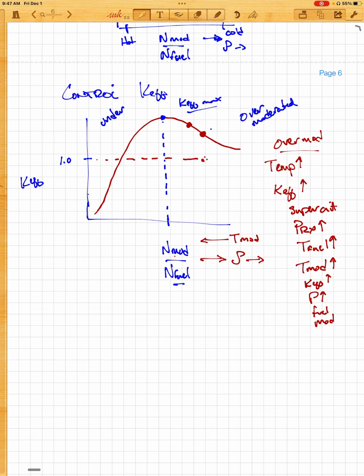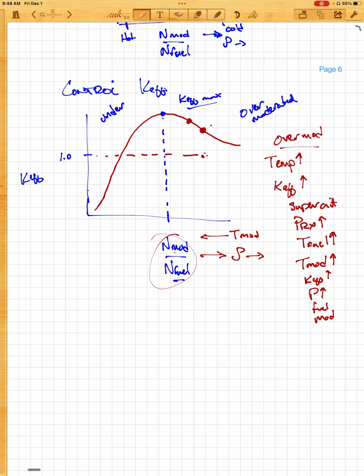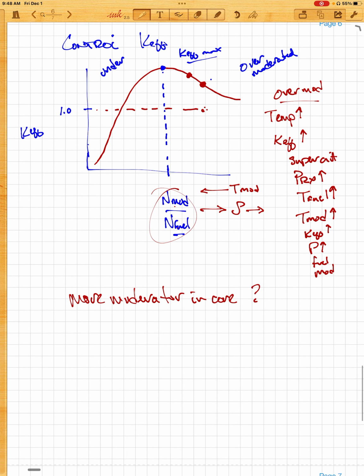So we do that by lowering power. How do we lower power? Well, we're going to lower K effective, and the only way to do that when you're over moderated is to raise the moderator to fuel coefficient. So how do we get more moderator in the core? How do we do that? Well, let's take some boron out. If we take some boron out, some water goes in.